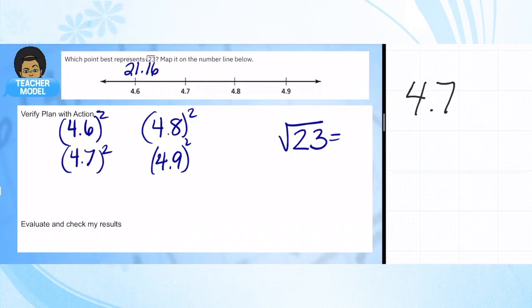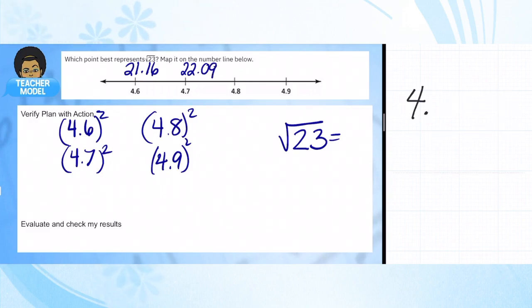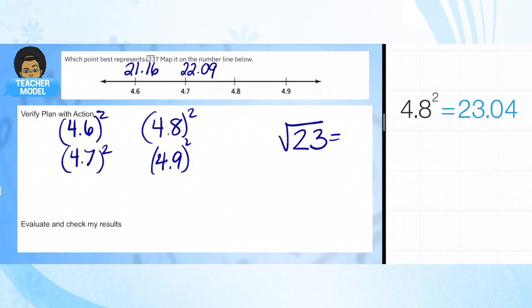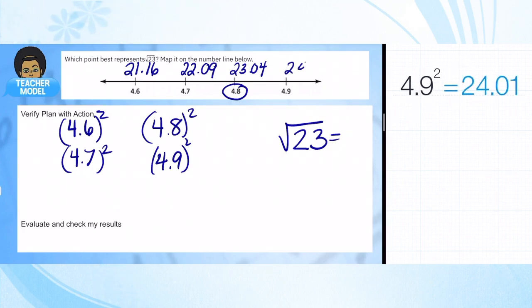Let's try 4 and 7 tenths squared. Getting closer. 22 and 9 tenths. Here we go. This is very close to 23. 23 and 4 tenths. So far it's looking like 4 and 8 tenths is the front runner. But let's just make sure with one more. 4 and 9 tenths squared is equal to 24 and 1 tenth. So 4 and 8 tenths is actually the closest to our number 23 when we squared it.